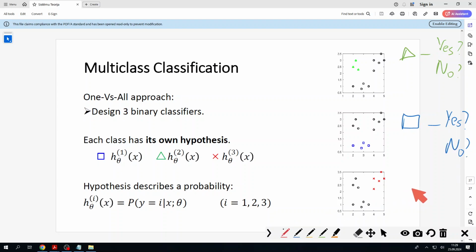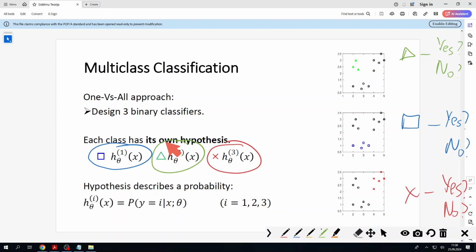And the third one, just the same way. So we are now making the 3 classifiers we already know, and accordingly each of them is going to, as I said, have its own hypothesis. So a hypothesis of this being a cross, a hypothesis of being a square, and a hypothesis of being a triangle.